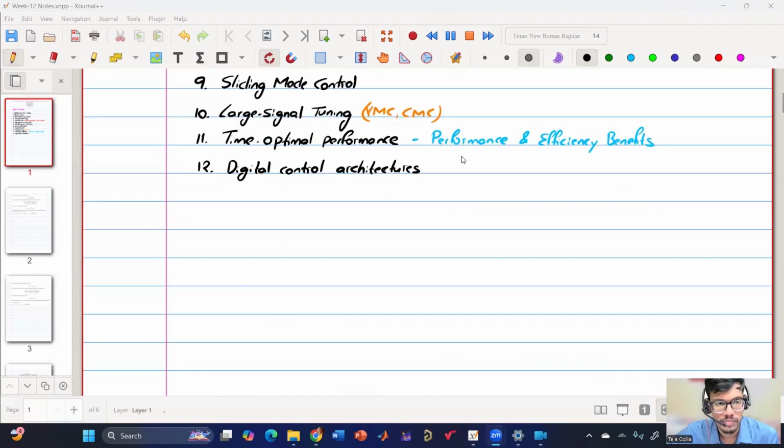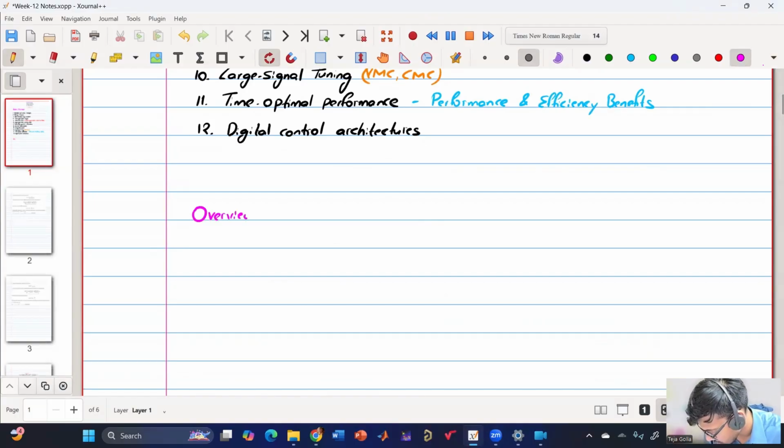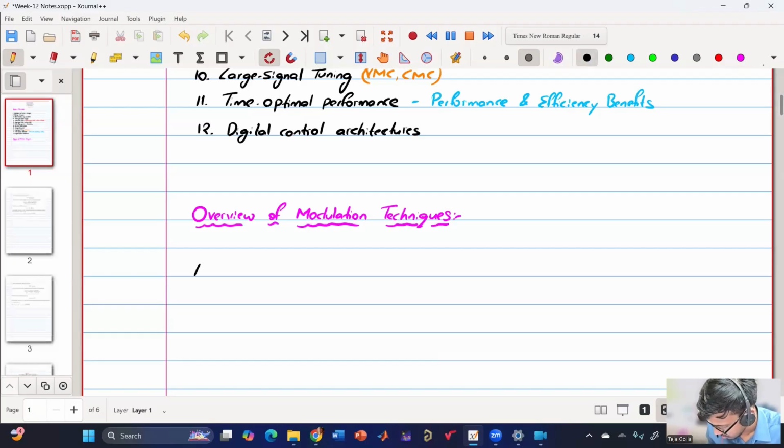Then I'll just summarize all the modulation techniques that we have discussed. Overview of modulation techniques. Sir has discussed fixed frequency modulation techniques as well as variable frequency modulation techniques.